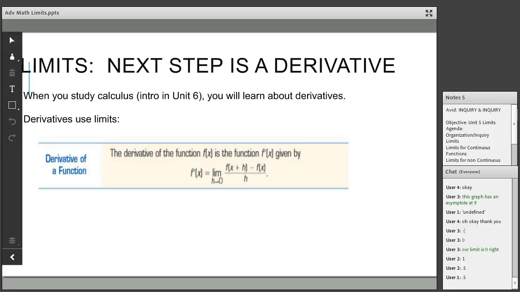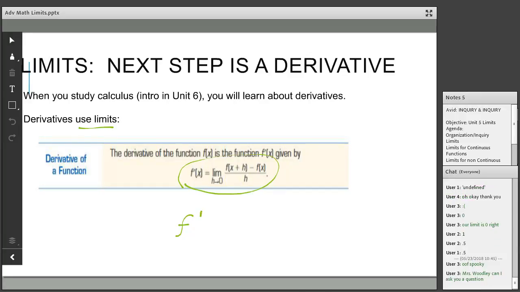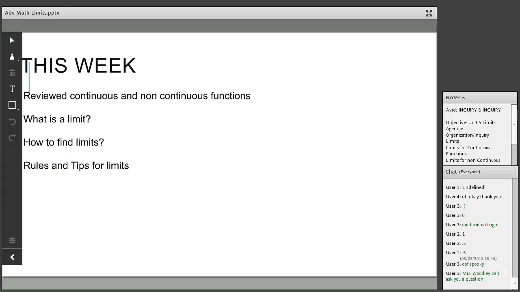All right, I think that's it now. Oh yes, this is just a tease for next week. Next week we're going to start talking about derivatives. Derivatives are calculus. So next week we're going to do calculus, and we're going to learn about derivatives. Derivatives use limits. That's why we need to know what a limit is. A derivative of a function is defined by this kind of a limit. And if you ever see a little apostrophe, that is going to be your derivative.